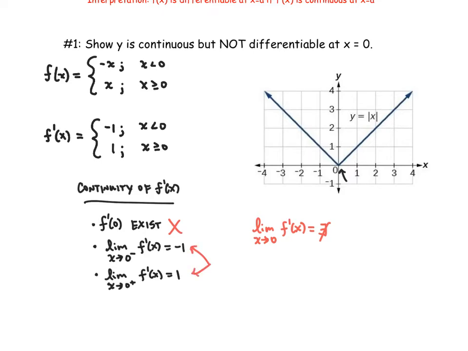So f of x is continuous. We don't have to really dispute that. I think that's pretty clear graphically. I could do continuity for f of x and show it using the steps of continuity, but graphically it's pretty clear. So let's move on and look at another example.